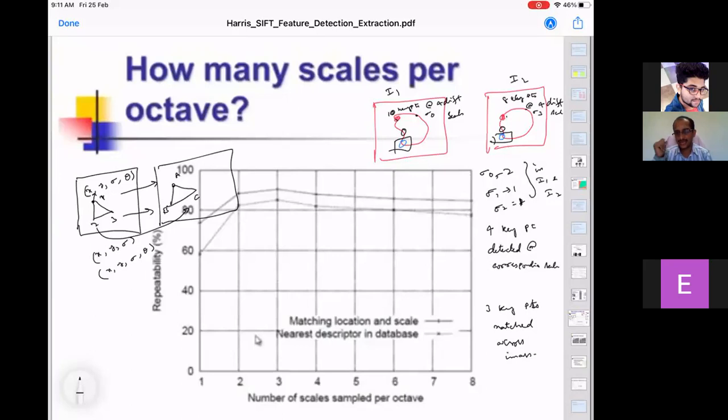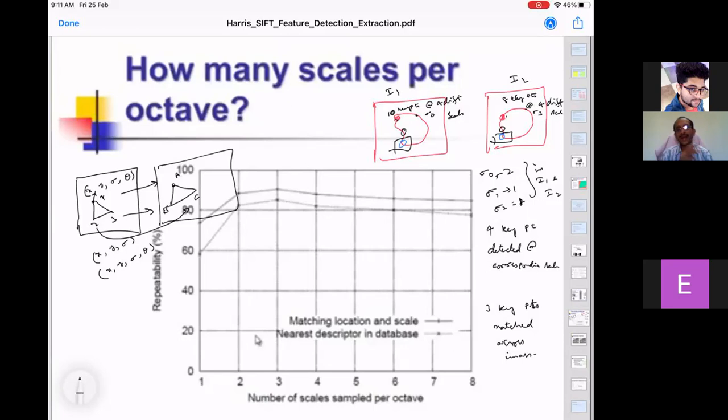Say if I ask you a question, so I have two tasks. I have given two images. The first task is to identify the key points, say they're all key points at the same scale. Assume that. I just want to see whether the key points here and key points here are identified or not. That is the first task.